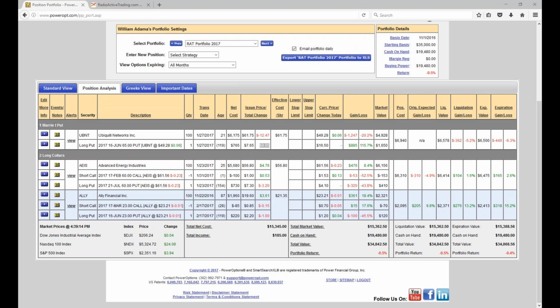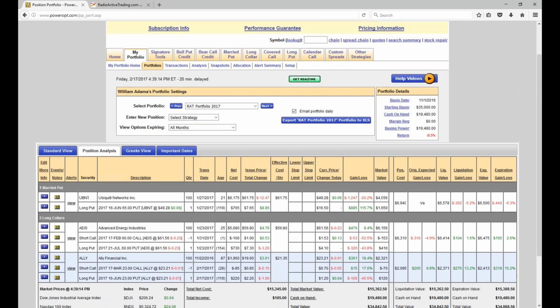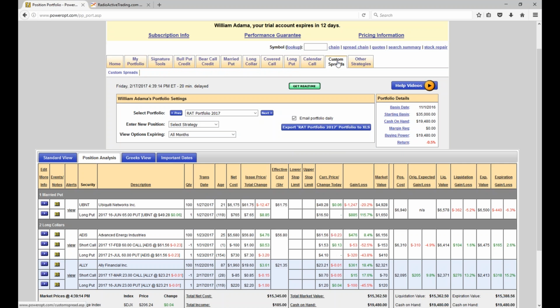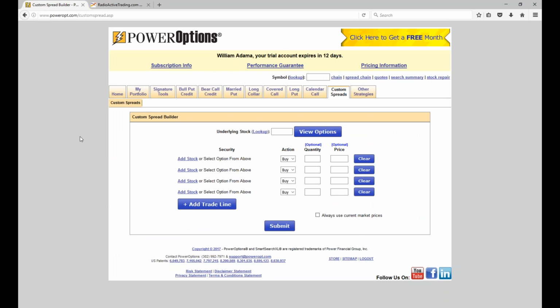Tom asks a question I've seen before, and investors bring it up. I have to go to the custom spread tool to illustrate this. Tom says, can you use a butterfly to hedge a credit spread? Tom, the answer is yes. The other answer is, is it necessary to do it that way?